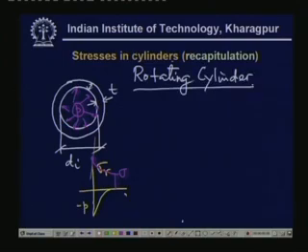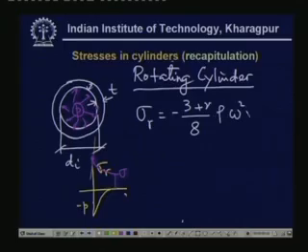For the rotating cylinder, of course, sigma r is given by this formula, 3 plus nu divided by 8. Nu is again the Poisson's ratio, and this is rho omega square r square. Rho is the density of the material, omega is the speed of rotation, the angular velocity of the disc. Again, this is based on, let me write down, C1 minus C2 by r square, where C1 and C2 are constants which are to be obtained from the boundary conditions.